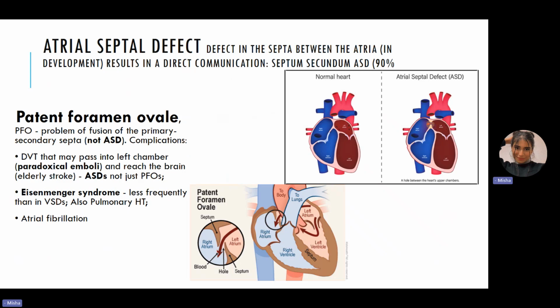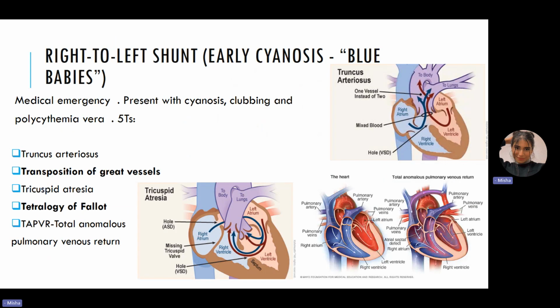Now let's move on to our right to left shunt. Now, when we're talking about right to left shunt, there's early cyanosis. Why? Because in this case, we don't need Eisenmenger syndrome. This is already a right to left shunt, right? It is not like in left to right shunt, which is then converted into a right to left shunt. This is directly deoxygenated blood going into where we have the presence of oxygenated blood.